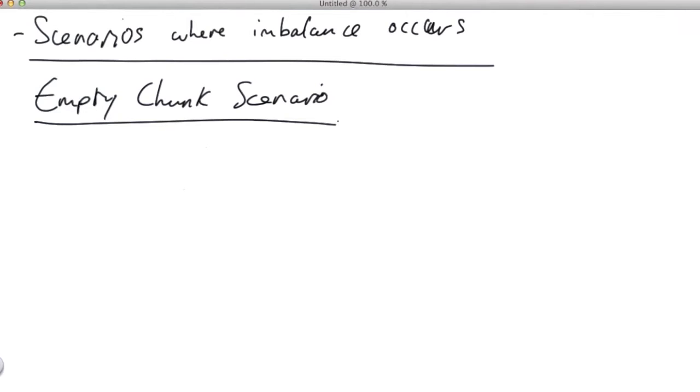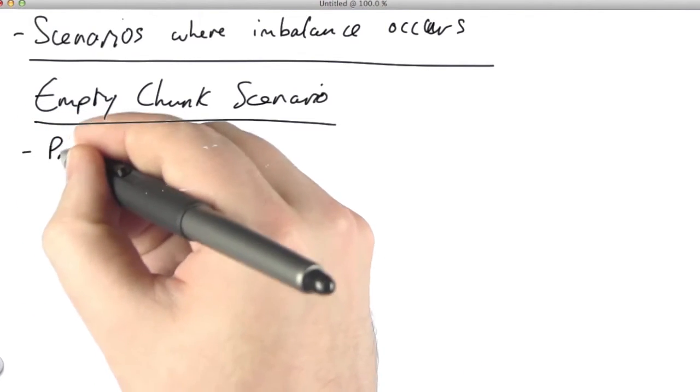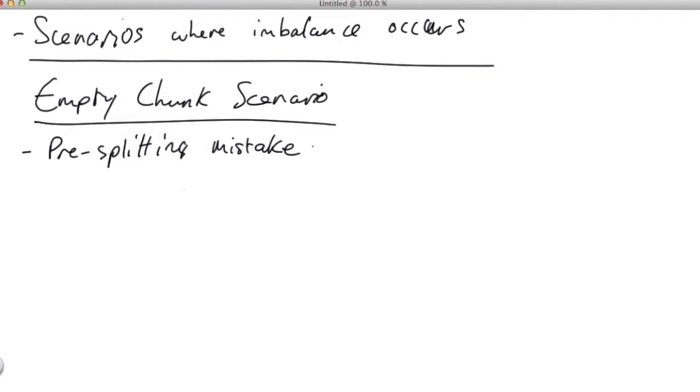The empty chunk scenario, how would I end up with a lot of empty chunks lying around and screwing up my balancing and making the balancer think that everything's in order when in fact it isn't? Well, there's a couple of ways. First, you could make a pre-splitting mistake. You can create thousands of erroneous chunks, basically, screw up the pre-splitting.